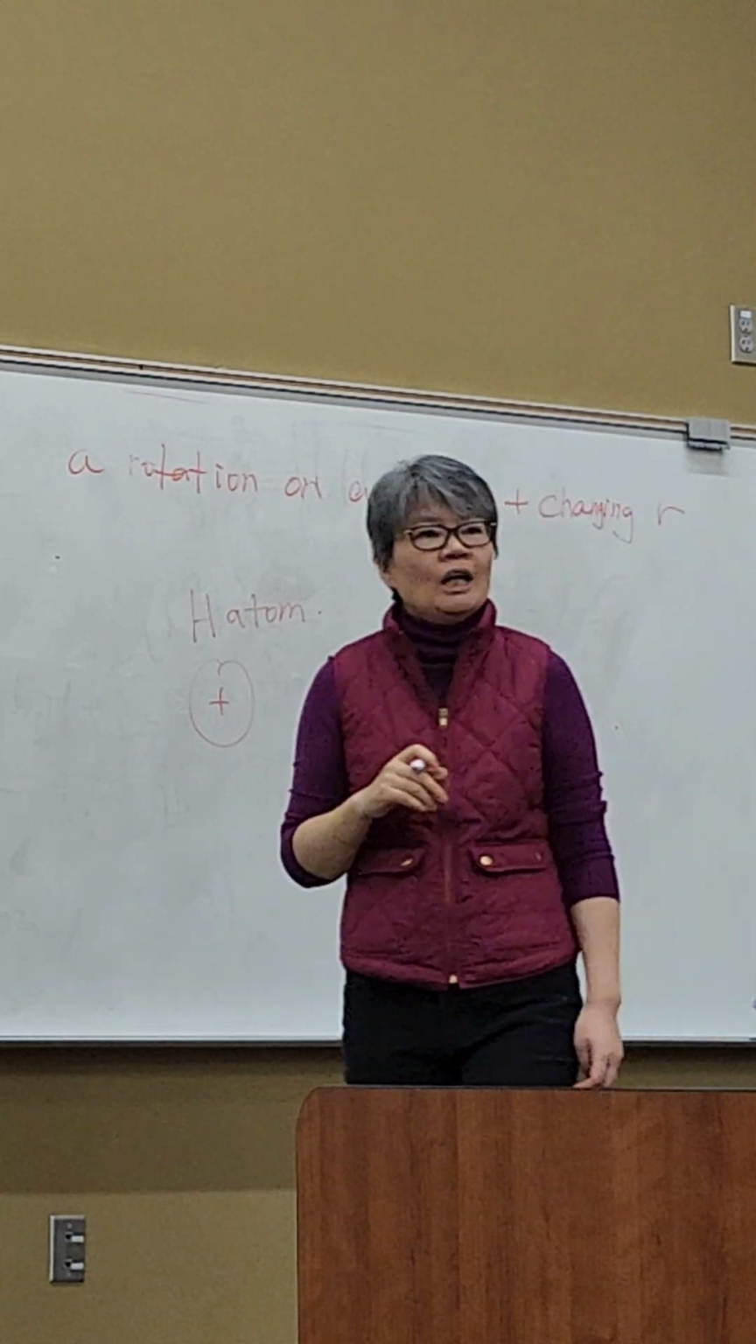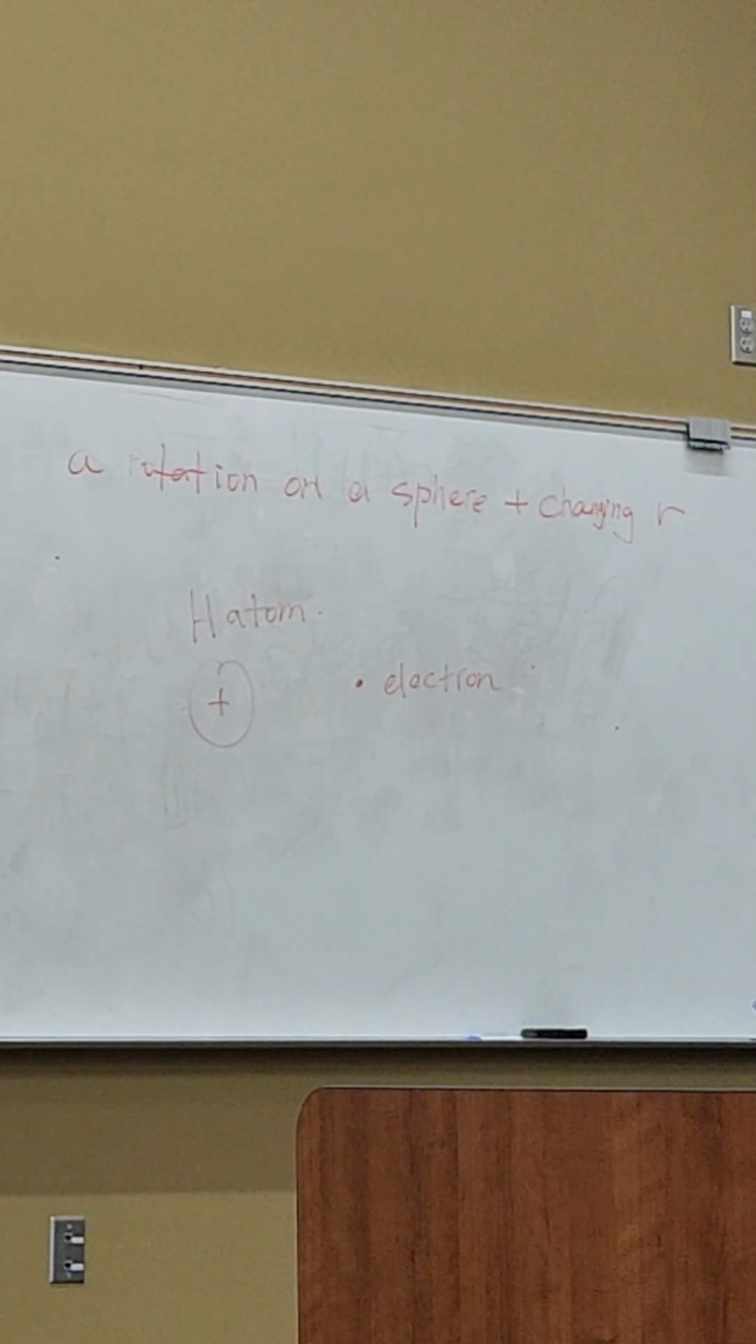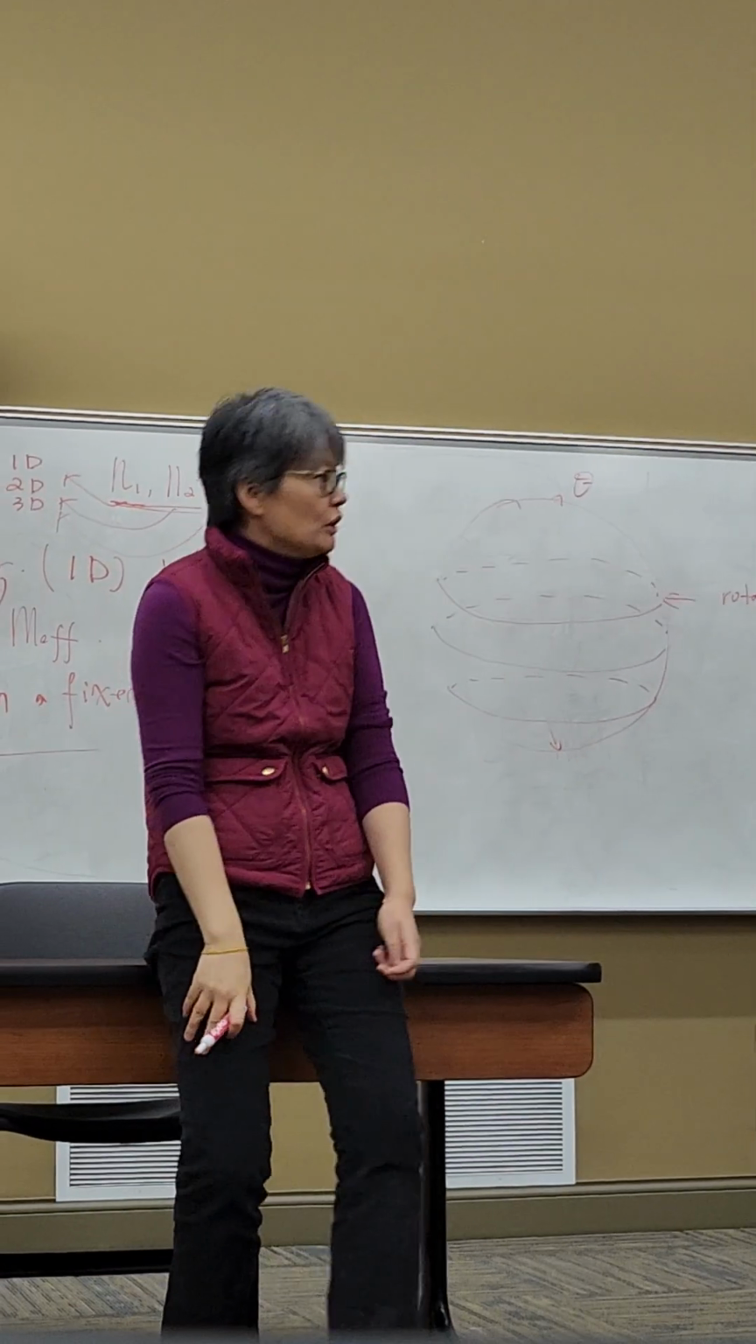The electron can orbit. Previously, you guys said it can be 1s, 2s, 2p. That has a different radius. But you can think about each of these orbitals as a rotation on a sphere. So that's what we're going to bridge into.